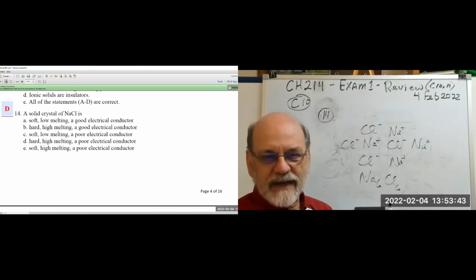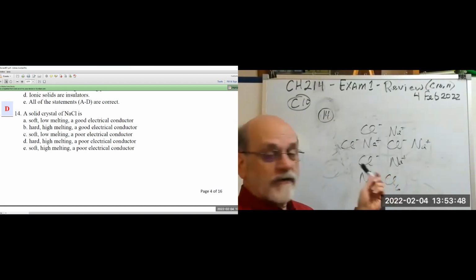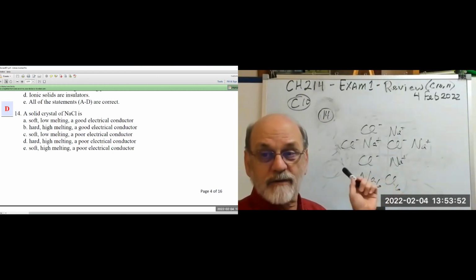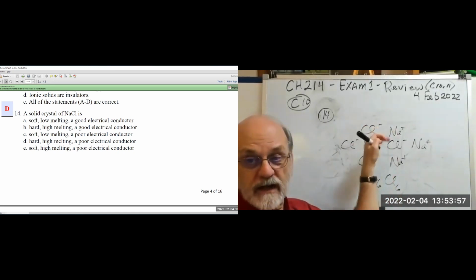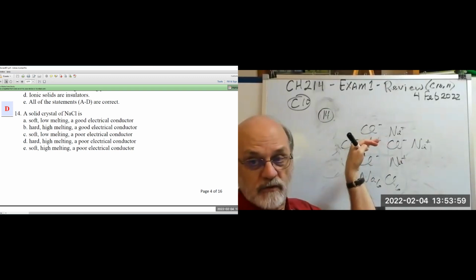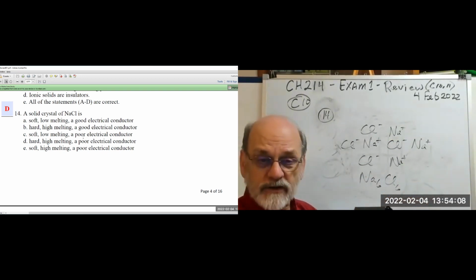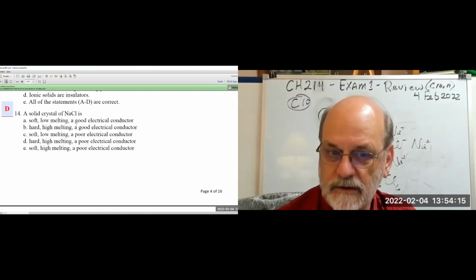All right, what does that mean? Well, first of all, these are very strong bonds, right? We're going to have a very high melting point, and it's going to be hard, because when you try to push on it, these things are locked in place. They're not going to move. So we're looking for something that's hard, B or D, and high melting, B or D. Right? So now the question is, what's the third characteristic that we're trying to impose upon this crystal?